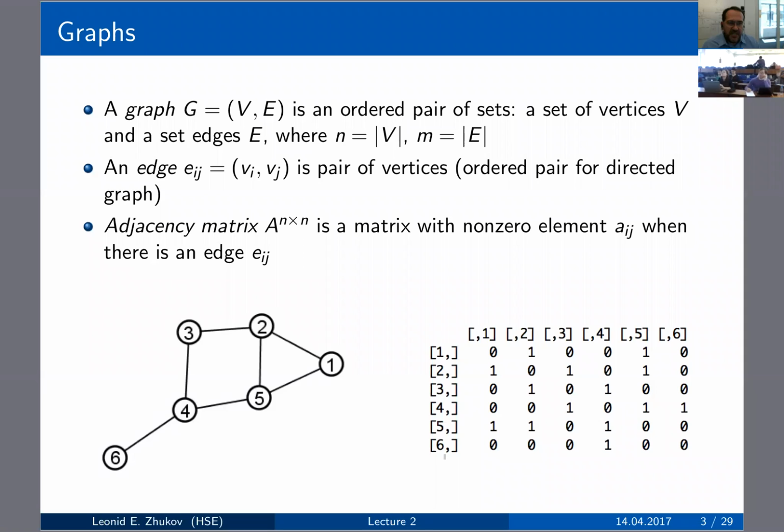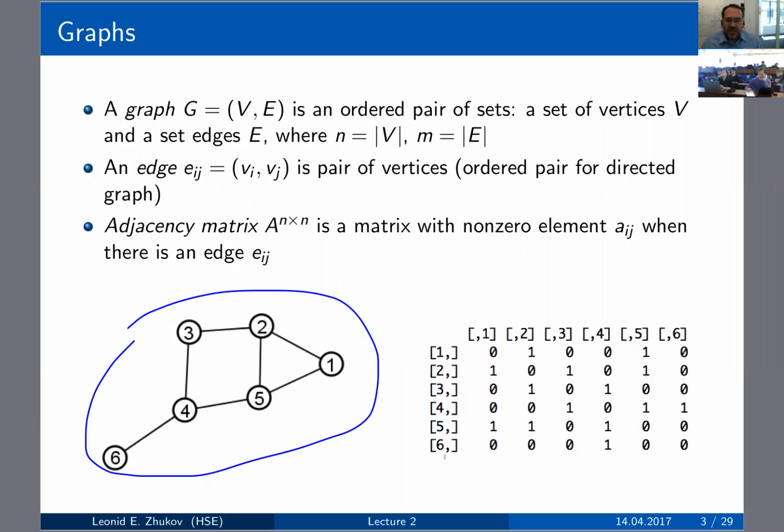Now, an edge of a graph is usually defined through a pair of vertices. If it is a directed edge, if there is an arrow on the edge, then it is an ordered pair of vertices. There is also a dual representation for graphs that we can use. We can draw the graph and show it as nodes connected by edges, but the equivalent alternative representation is given by an adjacency matrix.